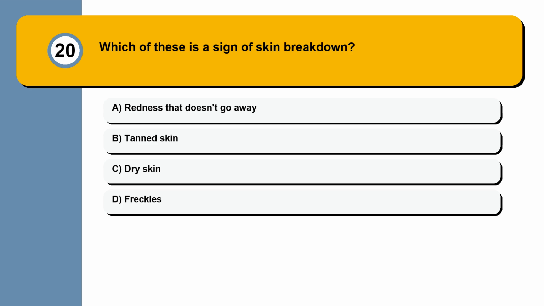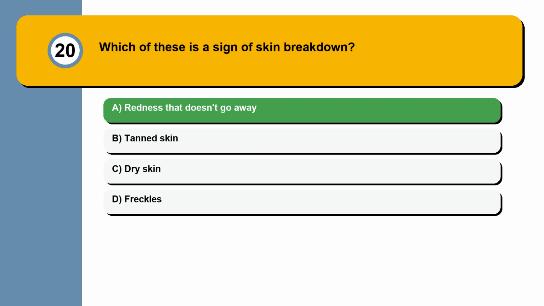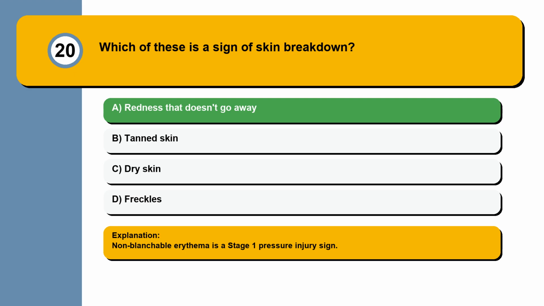Question 20. Which of these is a sign of skin breakdown? Redness that doesn't go away. Tan skin. Dry skin. Freckles. Non-blanchable erythema is a stage 1 pressure injury sign.